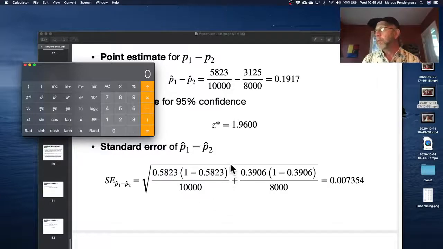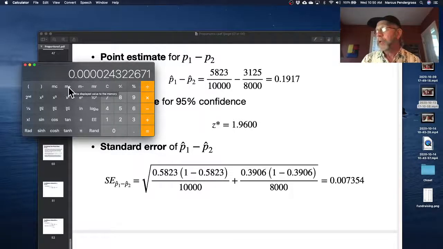Again, you work from inside out, so I'm going to work on this first piece first. Let me clear everything. That's my 5, 8, 2, 3 divided by 10,000. And then I need to multiply that by this difference. I do need the parentheses here. So I'll say parentheses 1 minus 5, 8, 2, 3 divided by 10,000, and close the parentheses. So that's the top, and then I divide that by 10,000. And let's just hit the equal sign. That's that first fraction there. It's a tiny number. Let's go ahead and store that into memory.